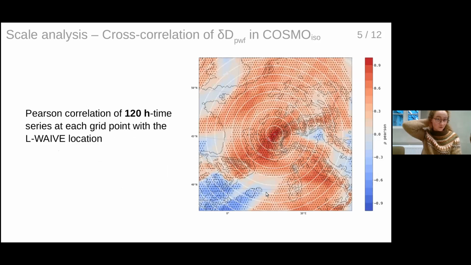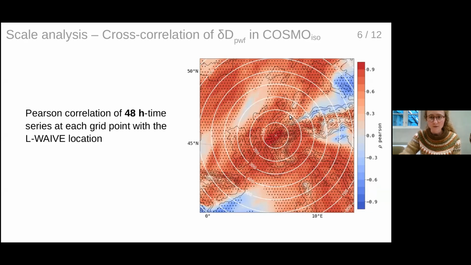What we see here is the cross correlation of total column delta D in Cosmo ISO for 5-day time series. The colors show the Pearson correlation coefficient for any grid point of this 5-day time series of total column delta D with the time series at our campaign site. Dark red means a higher correlation with our campaign site, and the more we see in white, the lower it is. The distance from our campaign site is shown in 100 kilometer steps, and you see the topography here in black contours.